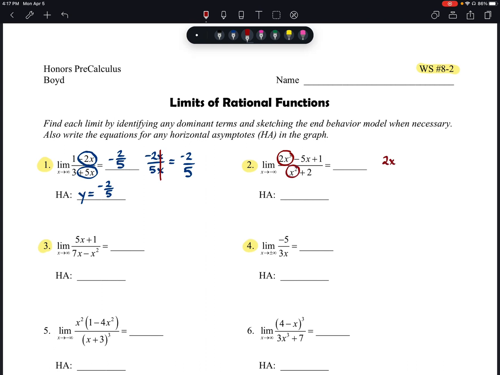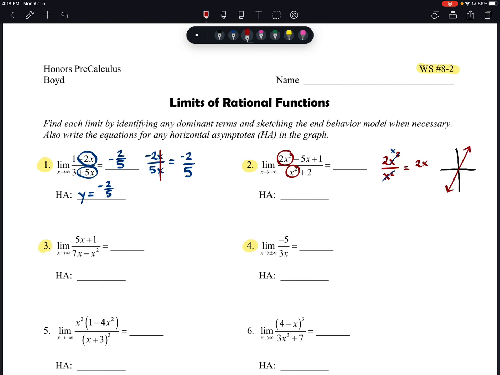If we take that and set up our ratio, we've got 2x to the third over x squared. As we reduce that down, our x squareds are going to cancel, and it's going to leave us with just a single x. So what we have is 2x left over. If we were going to do our end behavior model, if you think about your axes, 2x is a linear expression. We're going to rise 2 and run 1, so it's going to look something like this.